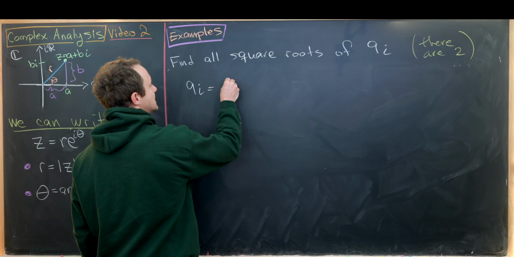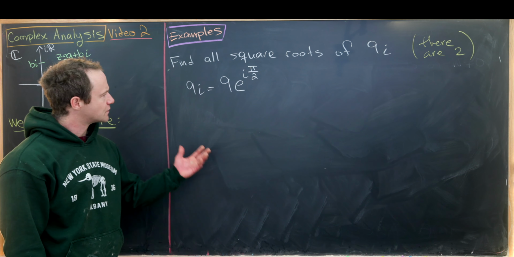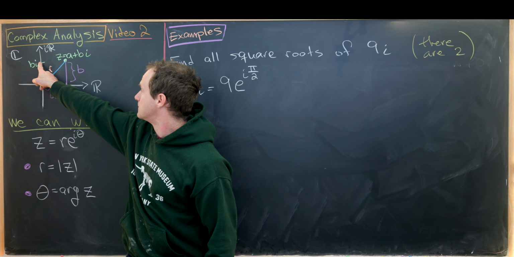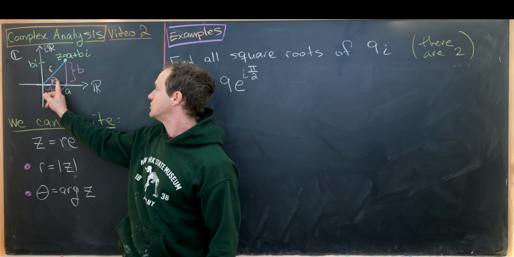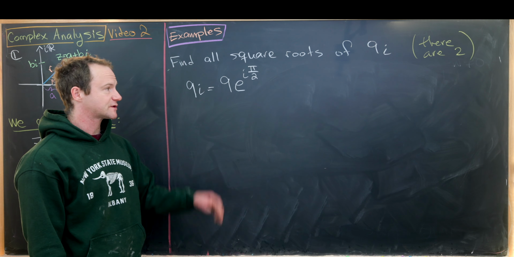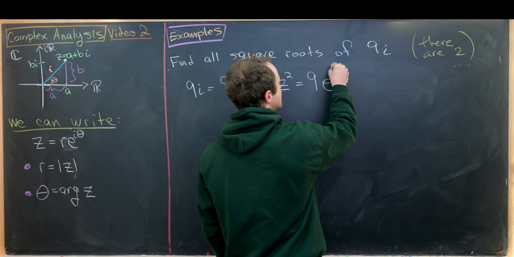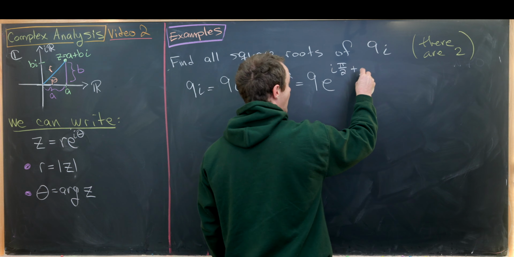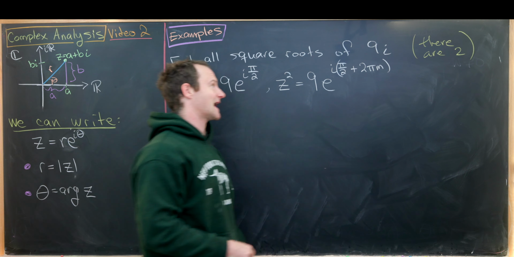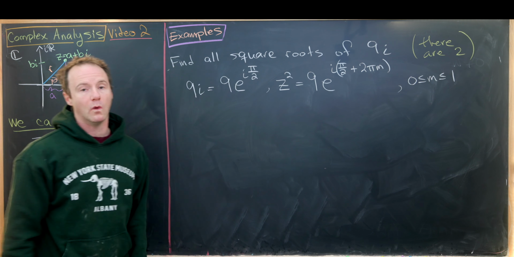So notice that's going to be 9 times e to the i pi over 2. So why is it e to the i pi over 2? Well, i is this point up here. So the argument of i is pi over 2 because it's a right angle from this positive real axis. Now, if we want to find all square roots of 9i, that means we need to look at the equation z squared equals 9e to the i (pi over 2 plus 2 pi times m). And then, since we have square roots, we know they'll be exactly 2 like we talked about before. That means m comes from the set 0 or 1.